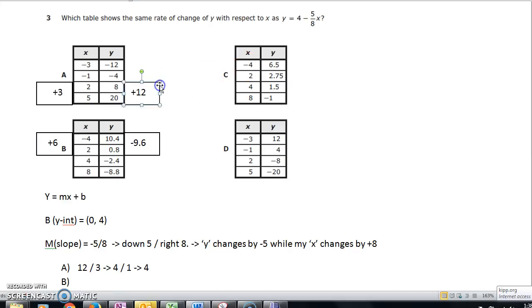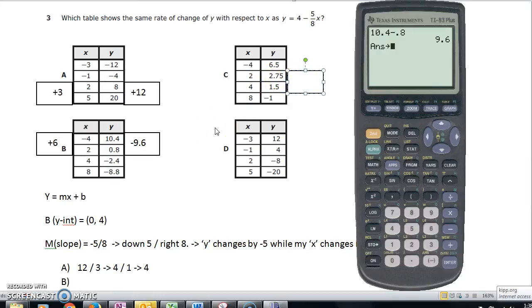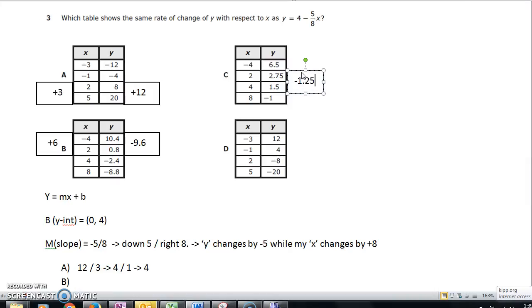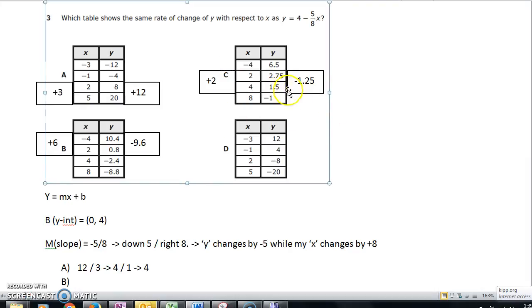Answer choice C. Let me pick some of the positive numbers over here to make life a little bit easier. So over here, if I want to see the change in the y's, I'm going from 2.75 to 1.5. So 2.75 minus 1.5, I get 1.25. So I had to go down 1.25 to go from this point to this point. So negative 1.25. Over here, to go from 2 to 4, I had to go up 2. Again, the numbers are kind of hard to tell, so let me hold off on that.